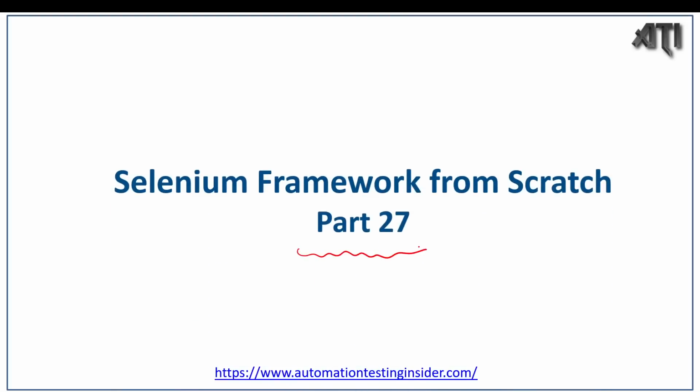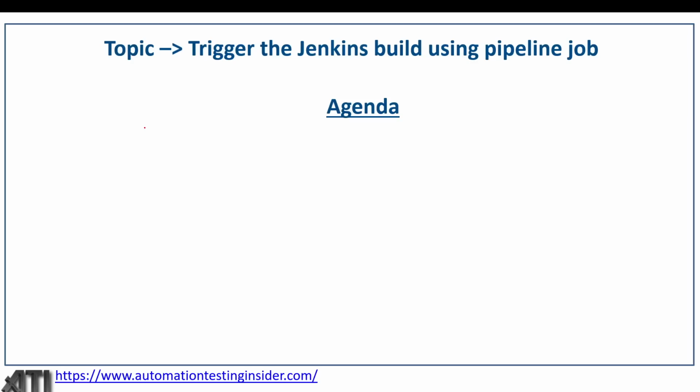So this is part 27 of the Selenium Framework Development series from scratch, and today we are going to talk about how to trigger the Jenkins build using a pipeline job. In the previous video we have seen how to trigger the freestyle project build automatically when there is a code change and without code changes. Now today we'll focus on how to create the pipeline job and how to execute our Selenium script, the project which we have created.